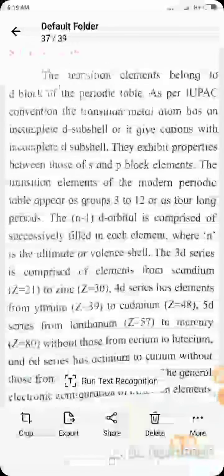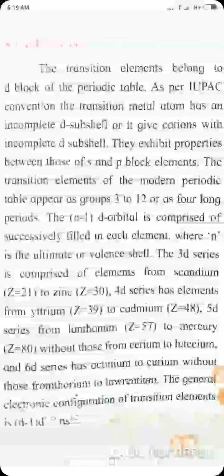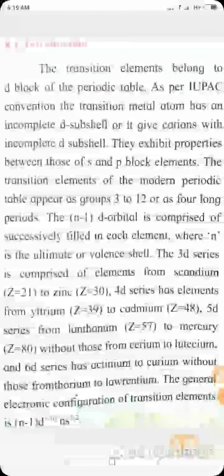Now see the introduction. The transition elements belong to the D block of the periodic table. When we see the structure, we observe that the transition elements belong to the D block. We know that the periodic table is divided into 4 blocks on the basis of the electronic configuration, that is, in which orbital the last electron enters. In the case of the transition elements, the last electron enters the D orbital, so these elements are placed in the D block.